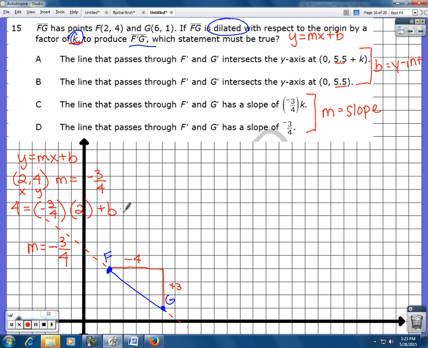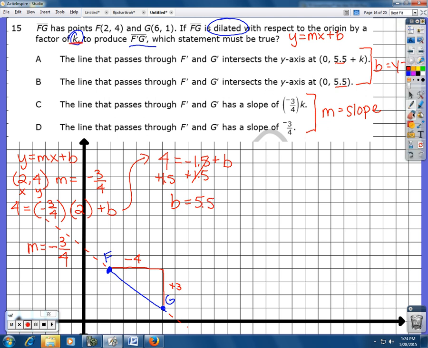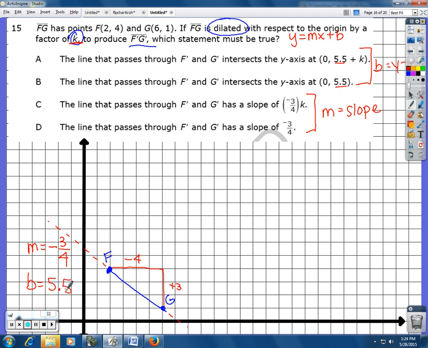So I'll move this over here. So 4 equals, and then we would have negative 6 over 4, which is going to be negative 1.5, plus b. We'd add 1.5 to both sides. And just like I suspected, b was 5.5. So to make room for everything, I'm going to go ahead and erase this. Basically, doing that, we found that m was negative 3 over 4 and b is 5.5 for the original one. Now let's dilate it, both of those, by a factor of 2.